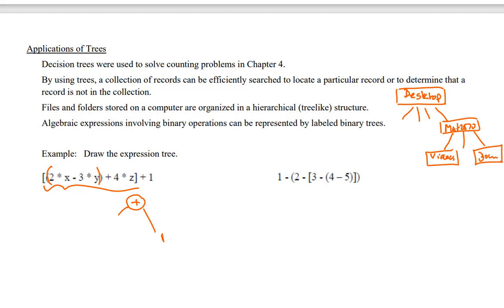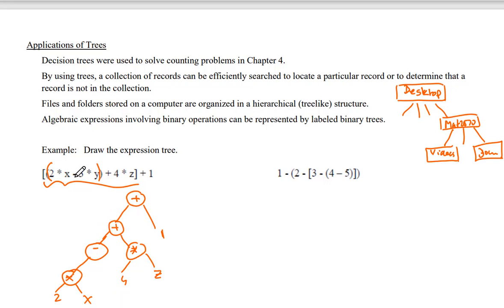So there is a plus, there are some parentheses, and in this plus here you have a multiplication, 4 and z. And then right here, the parentheses to the left, you have a subtraction, and there is 2 times x and 3 times y.